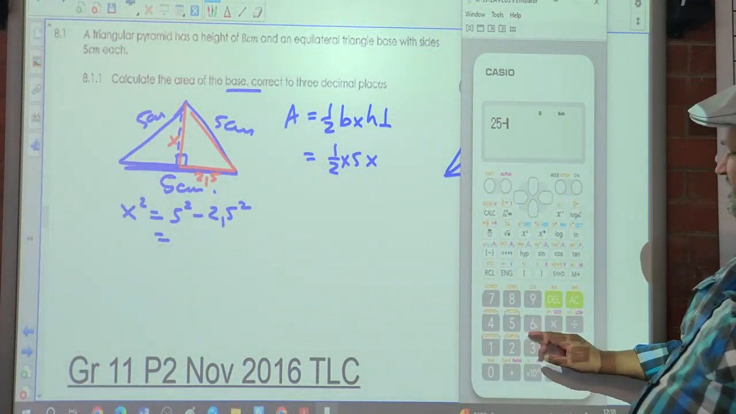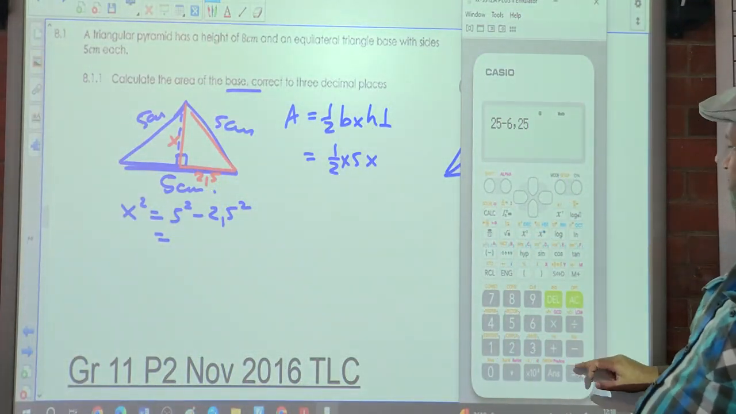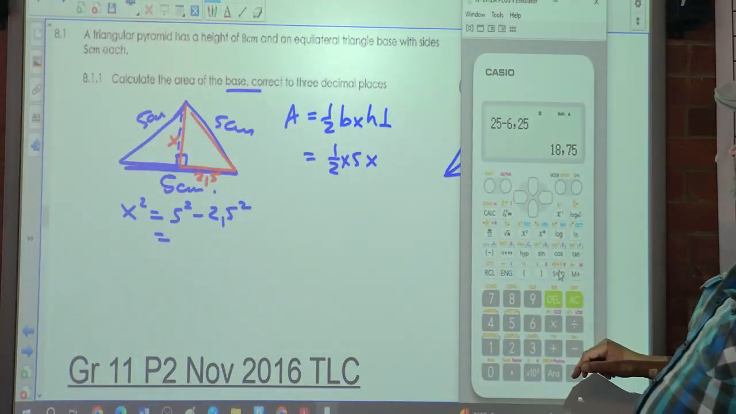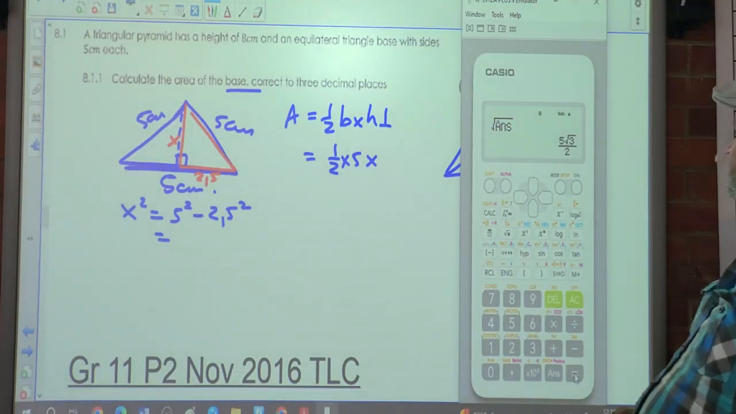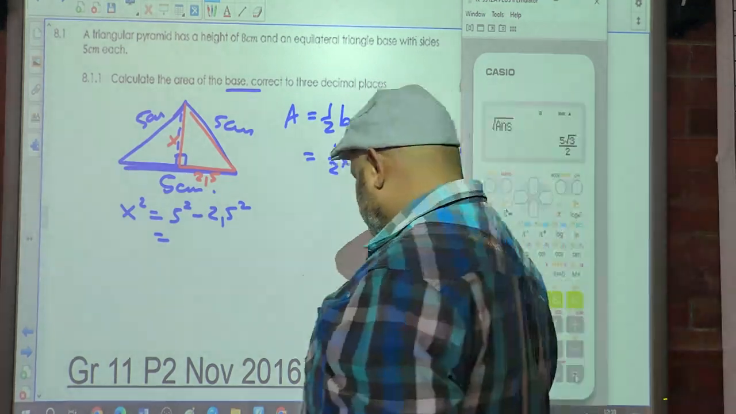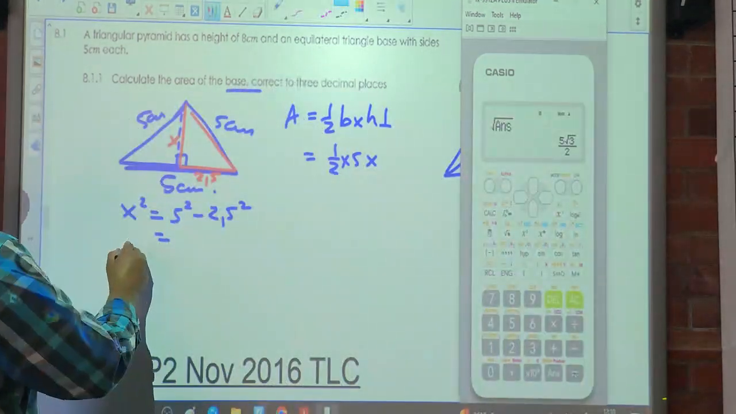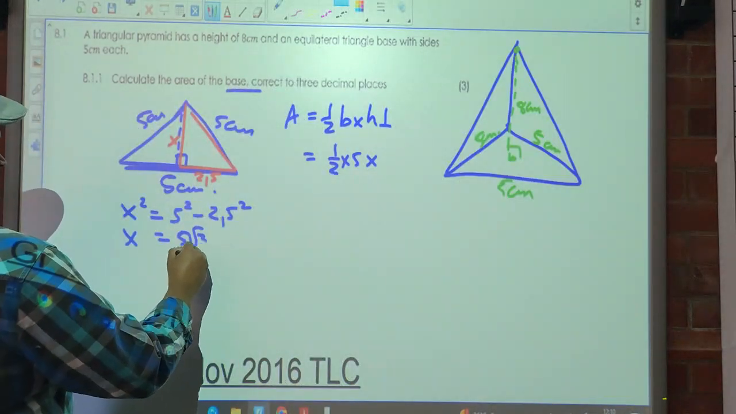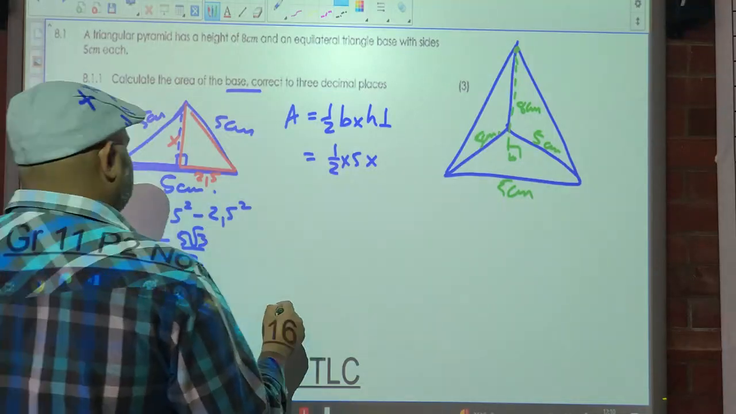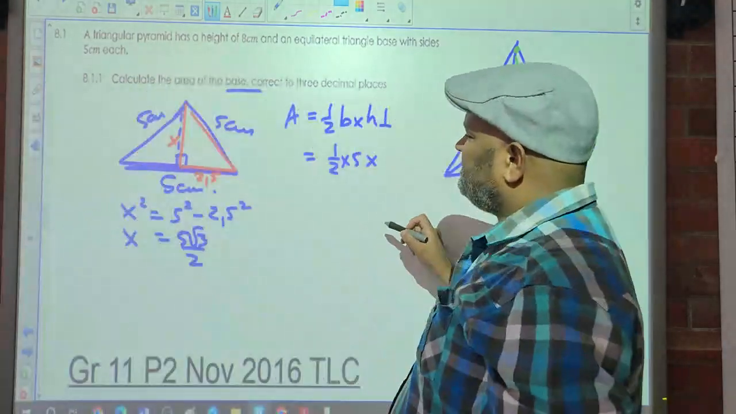25 minus 6.25 gives you 18.75, the square root of that. So it'll be 5 root 3 over 2. Do you agree with that? 5 root 3 over 2.